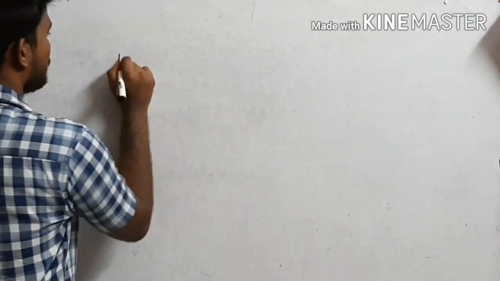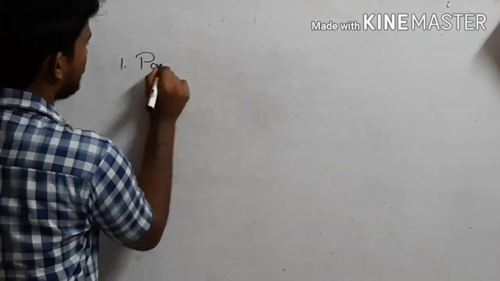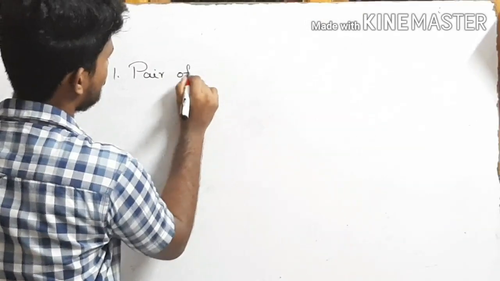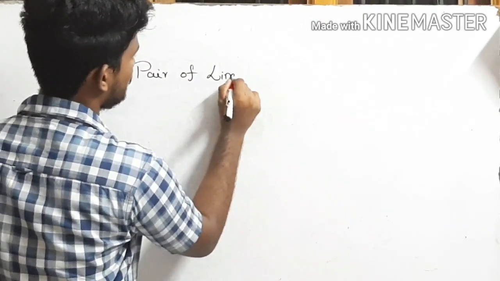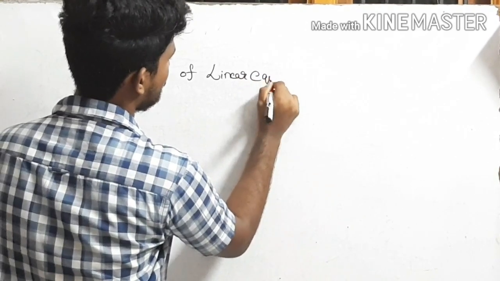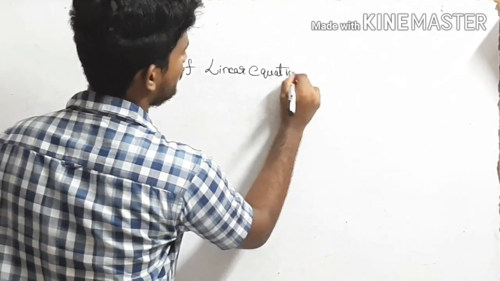Today we will discuss the fourth chapter of 10th class, that is pair of linear equations in two variables.